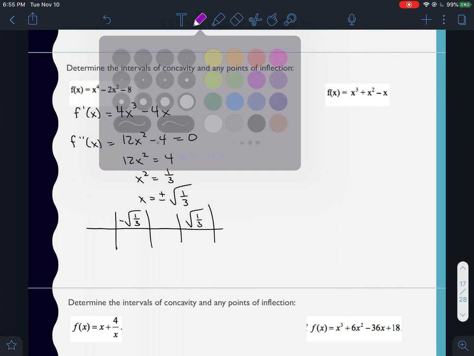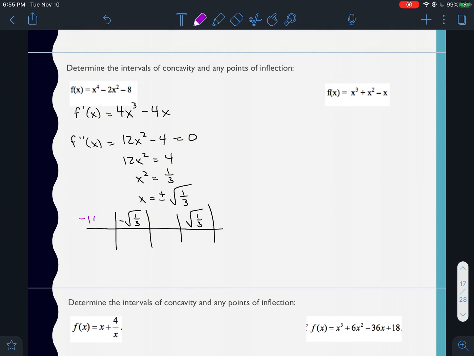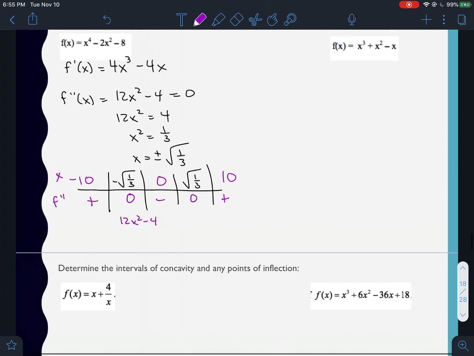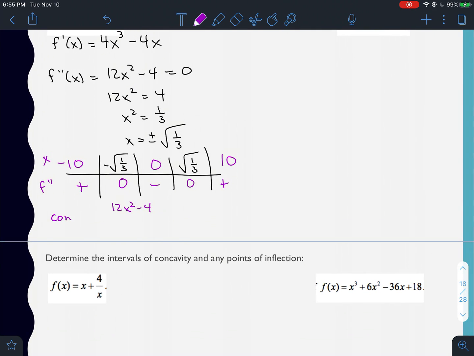All right, let's go ahead and make a sign chart. So negative square root 1/3, positive square root 1/3. We have to test numbers to the left, in the middle, and to the right. So I'm going to test negative 10, 0, and positive 10, and I'm going to plug them into the second derivative, which was 12x squared minus 4. If I plug in negative 10, I get positive. At negative and positive square root 1/3, those are zeros for the second derivative. If I plug in 0, I get negative. And if I plug in positive 10, I get positive.